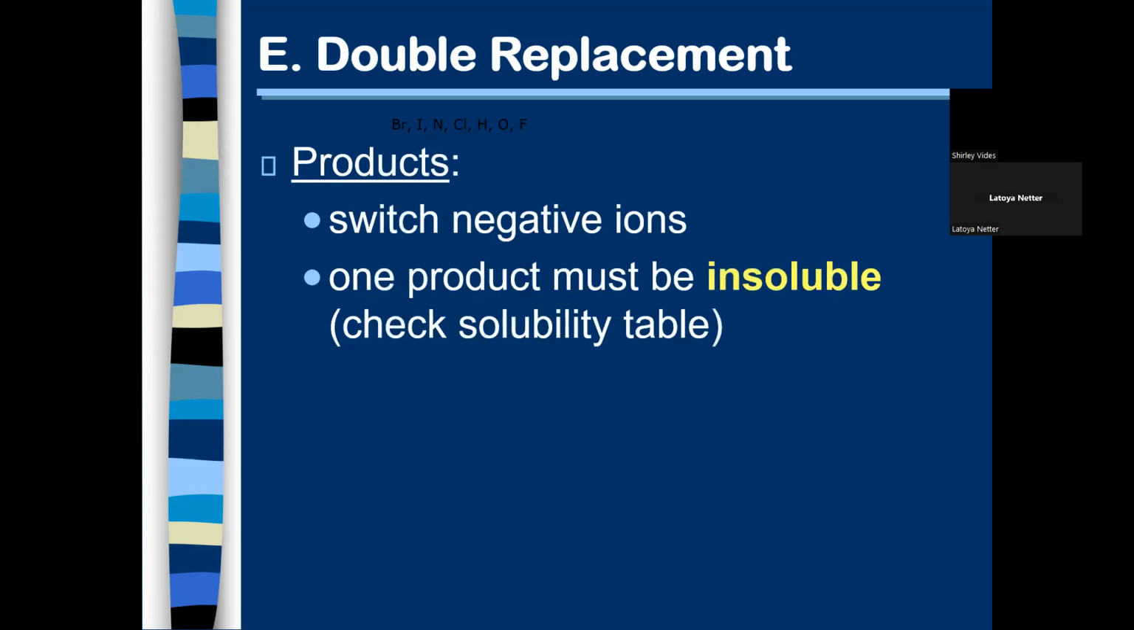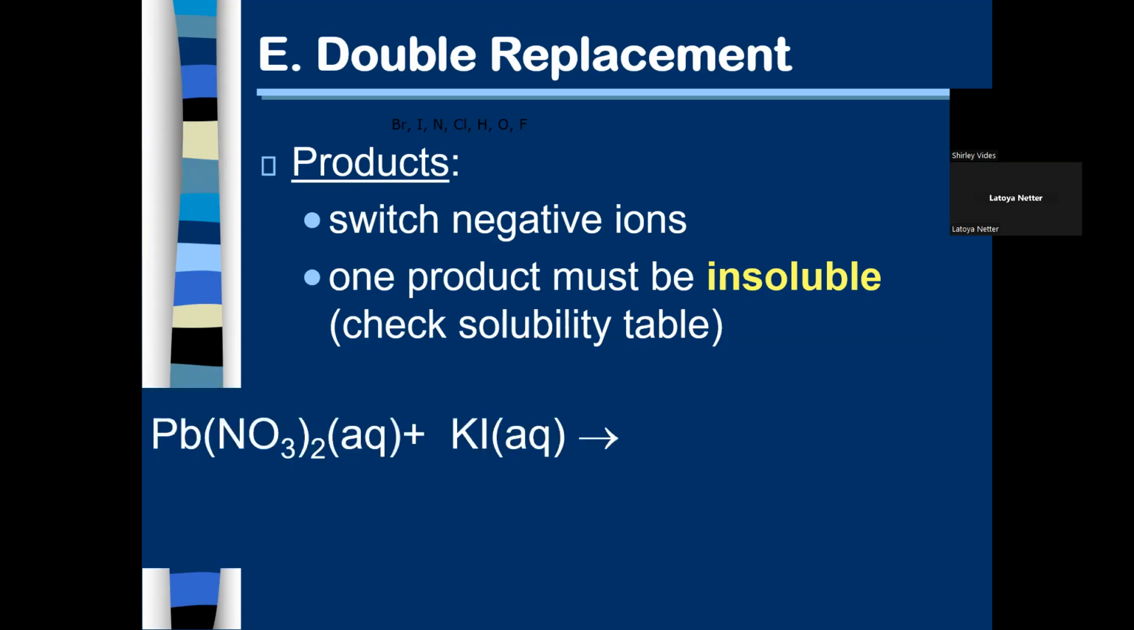And that's what it's telling you here, see? So basically the products, you're going to switch your negative ions, and one product must be insoluble. And for that, there's a solubility table and you check all that, but that's for later.